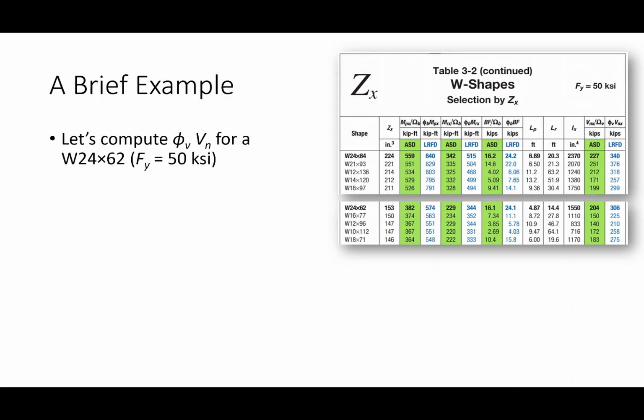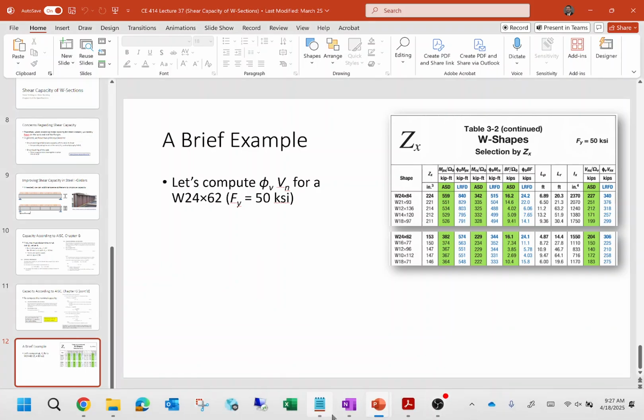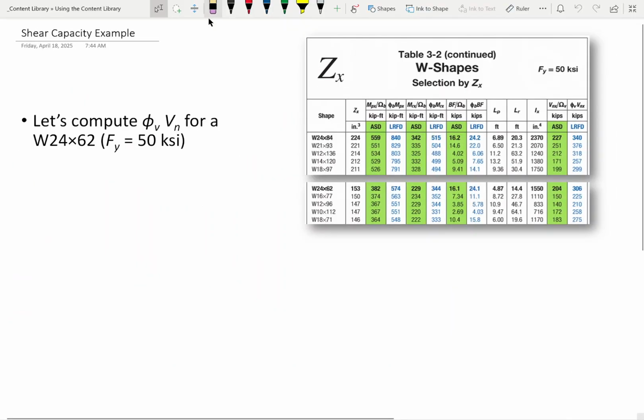Okay. So I do need some properties, by the way, for a W24 by 62. So let's list those out. Oh wait, wrong one. I meant to pull up my notebook. There we go.